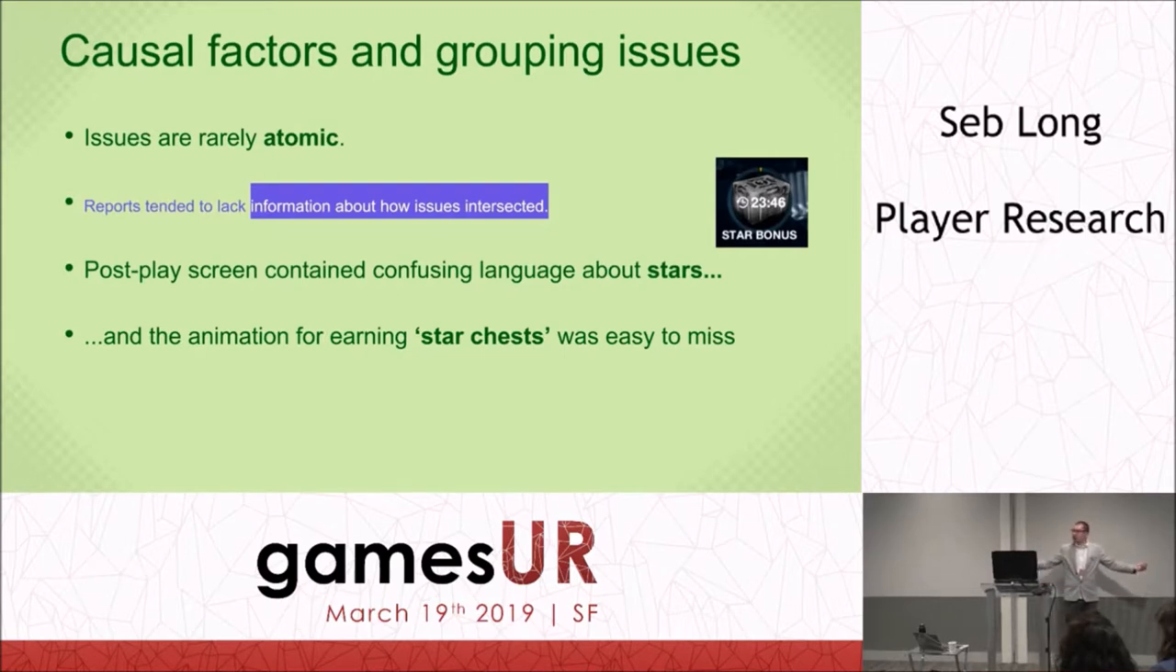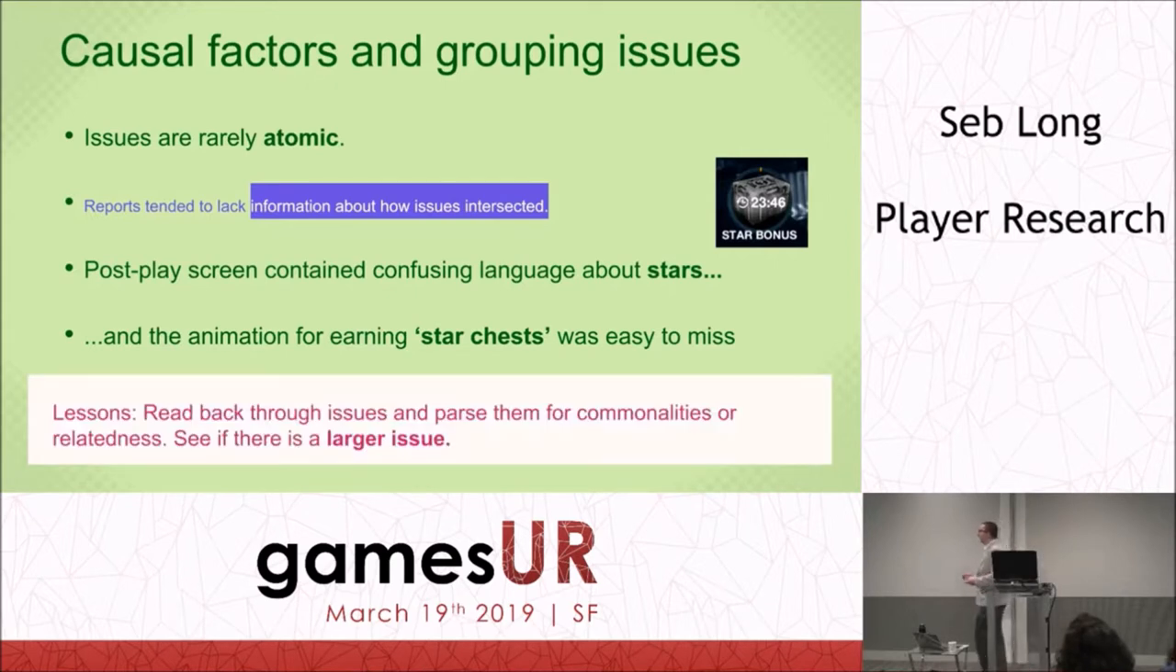So we've got two separate issues about one mechanic that individually sound like, okay, well, that's fine, I guess people work it out. But if you put them together, if you start to combine related and intersected issues, we're talking about the clarity of the entire metagame being completely unclear to players. It's got issues along the whole stars progression meta system, which unless you go back and find these commonalities, may be overlooked. So, read back through your issues. Parse them for commonalities and relatedness to find if there is a larger issue. It's essential as part of your process.